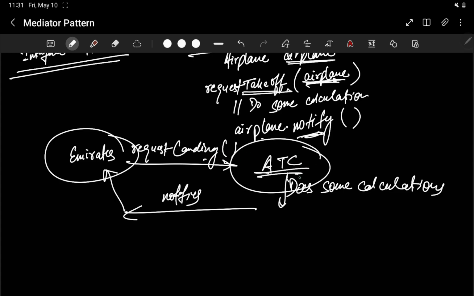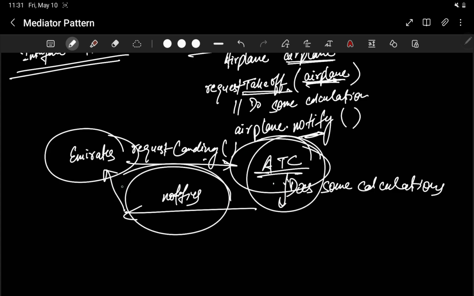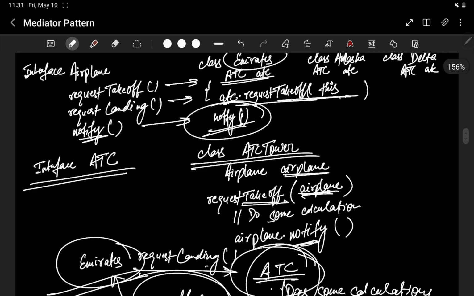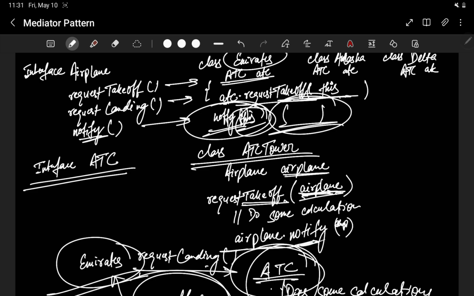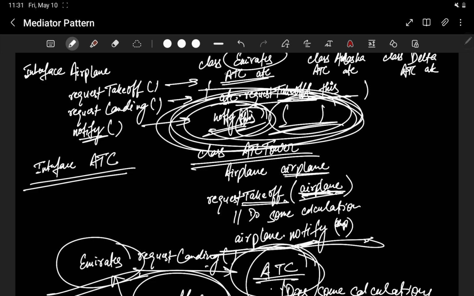which in turn calls the request for landing of ATC, which performs calculations. Then it calls its own notify, and that notify is going to call the notify of Emirates, which in turn is going to send a message to Emirates, because it is possible that this notify might have an object of Emirates, like some notification service of Emirates. This notify is going to have that airplane object, so that whenever this notify is called, the notification will go to the one which has requested. Since Emirates had requested here, the notification will go to Emirates. If Delta had requested, the notification would have gone to Delta.